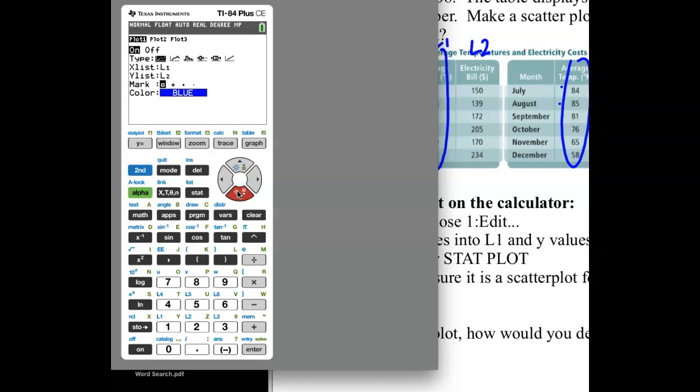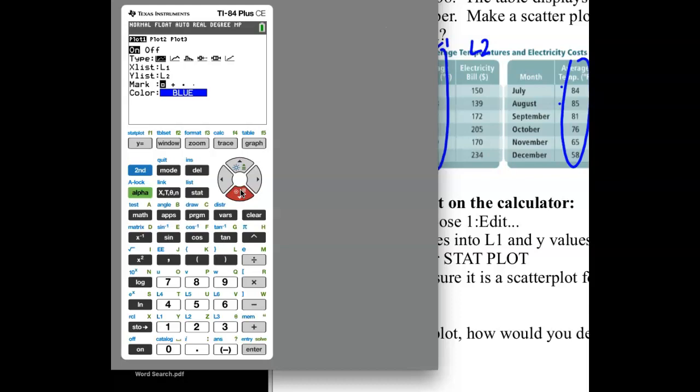I have the type already set as the first one, that's the scatter plot. And then notice that my X's are in list 1 and my Y's are in list 2. When we were in that stat edit feature, we did have up to 6 lists. Typically, I just keep those using list 1 for X and list 2 for Y. The second thing down here, the mark, I like to use the little squares or the plus sign. The dots get kind of small if you have a lot of data. It's a little harder to see.